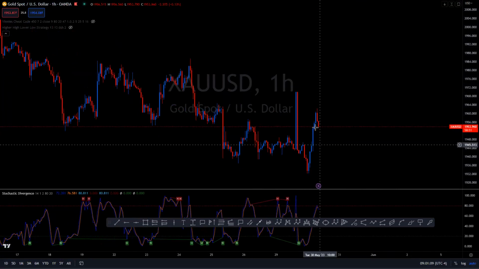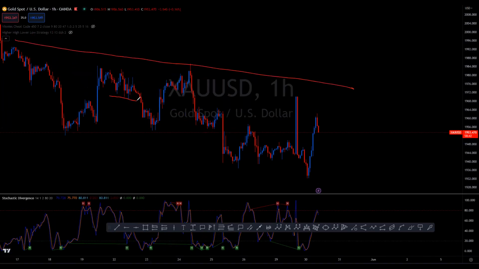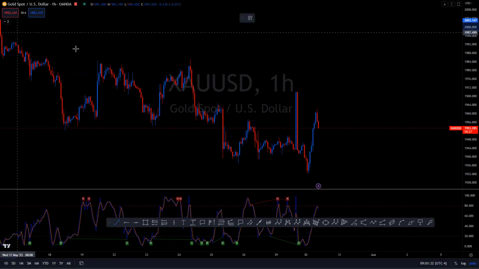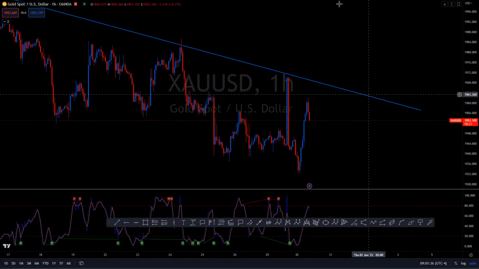So now we're going to figure out what the overall trend is. You can clearly see that price is trending downward. Multiple lows have been broken. So we're going to go ahead and draw a trend line all the way down here. That's what we're going to do.